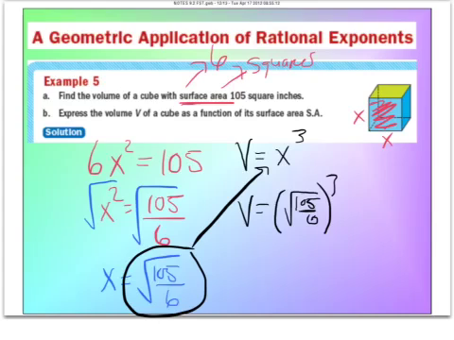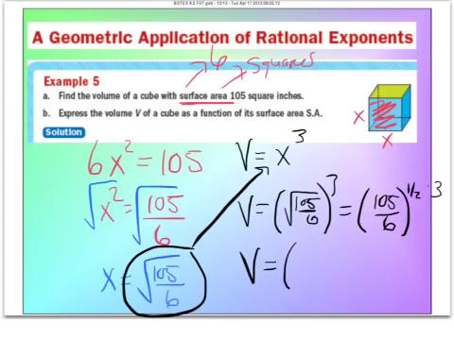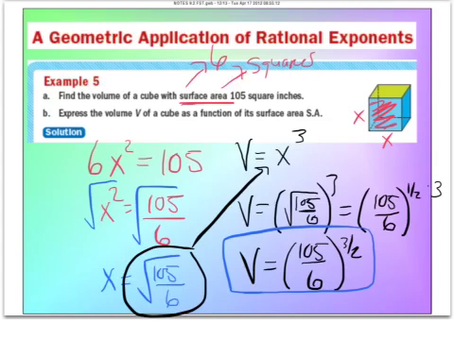To simplify that, I would just rewrite it in this format. This is 105 over 6, to a 1/2 power, and I have a cubed out there. So the volume of this particular cube is 105 over 6 to the 3/2 power. And this answers the question for finding the volume of the cube that has that surface area. People may not know what this answer is, so you could type this into the calculator and get an approximate answer. It's approximately 73.2 inches cubed.